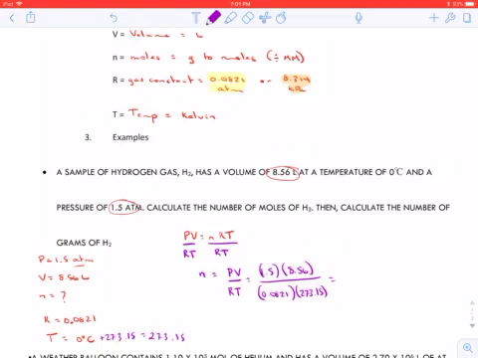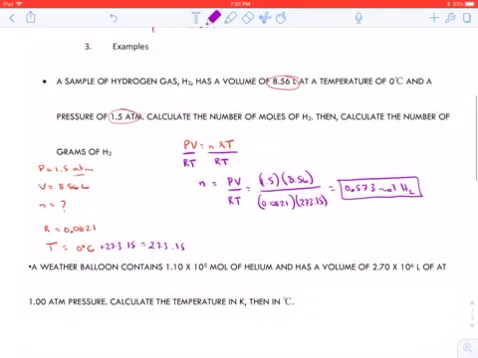Let's plug those in. 1.5 times 8.56, and we're going to divide by 0.0821, and divide by 273.15. And that will be 0.57573 moles of H2. Let's take a second and make sure we're still good on that. That's our first question: calculate the moles of H2.